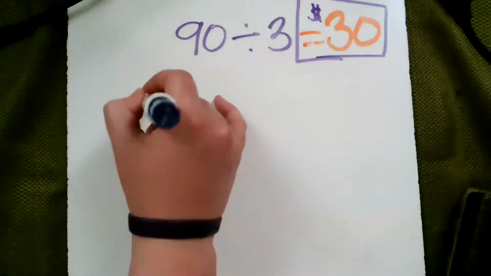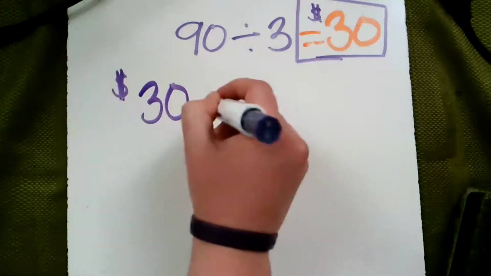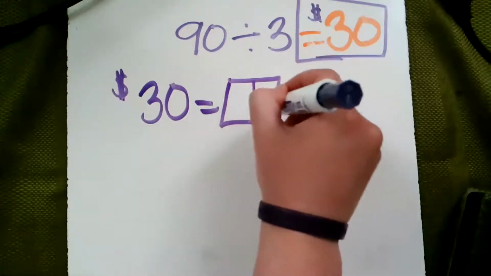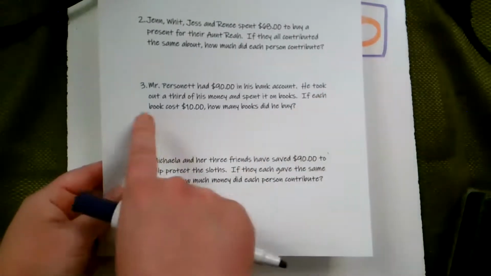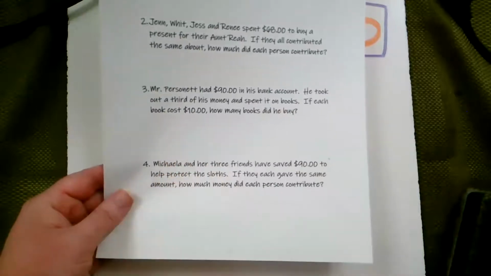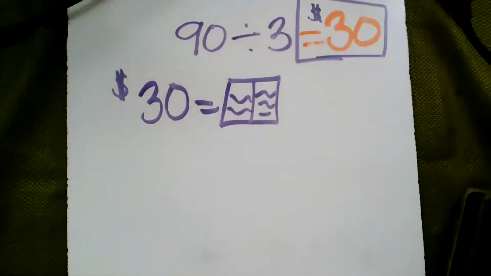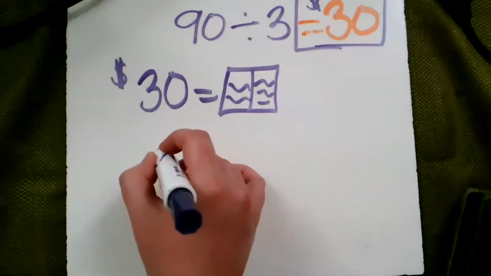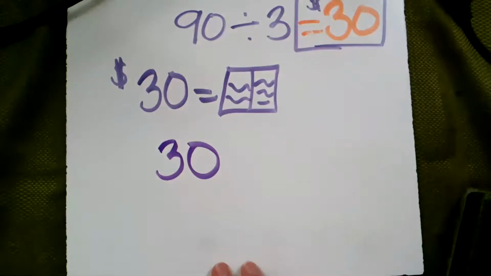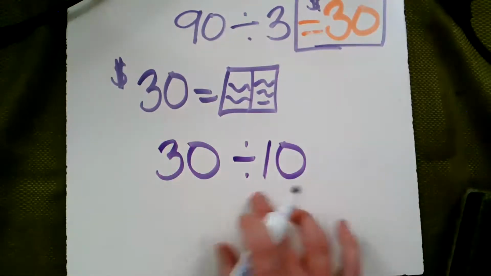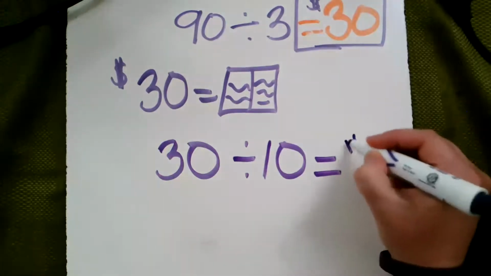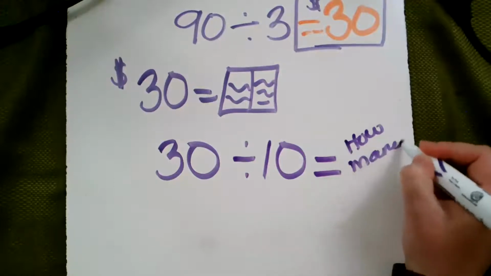He now had $30, and he wanted to buy some books. Now the question is saying, if each book costs $10, how many books did he buy? If each book costs $10, how many books can you buy for $30? So what we're going to do is take how much he has, $30, and divide that by how much each book costs, which was $10, to figure out how many books.